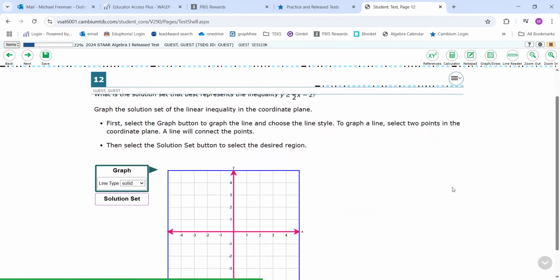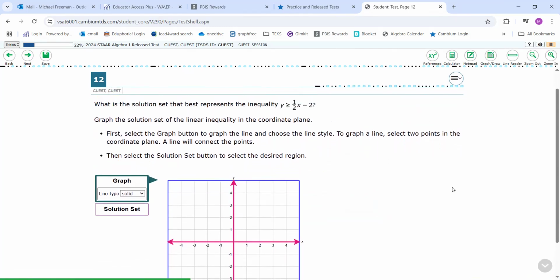All right, what is the solution set that best represents the inequality y is greater than or equal to 1/2 x minus 2? Graph the solution set of linear inequality in the coordinate plane. First, select the graph button to graph the line and choose the line style. To graph a line, select 2 points in the coordinate plane. A line will connect the points. Then select the solution button to select the desired region.